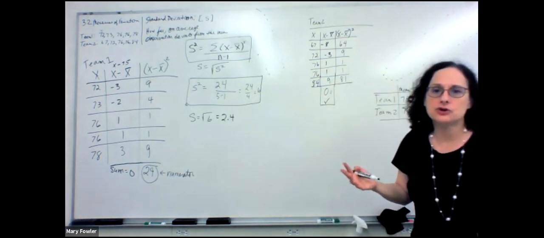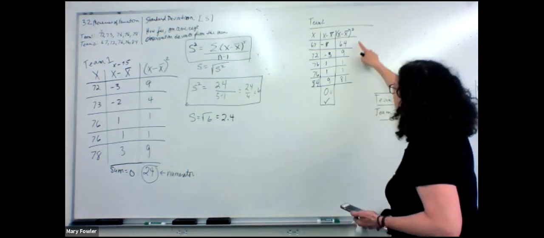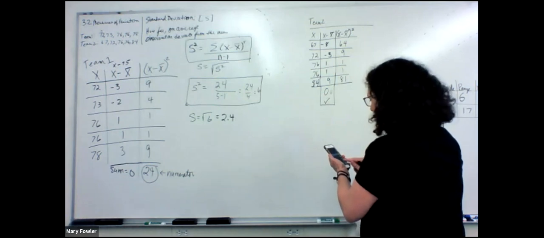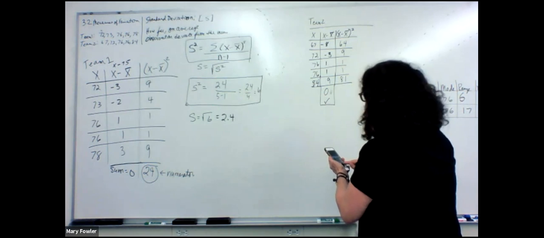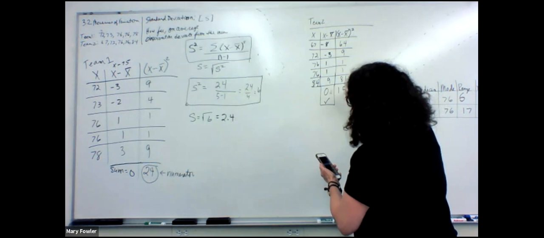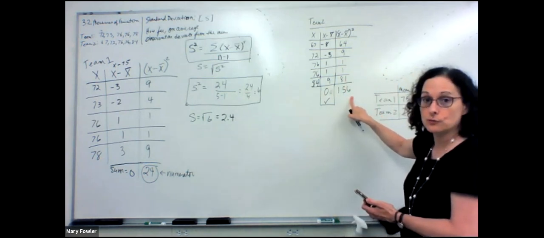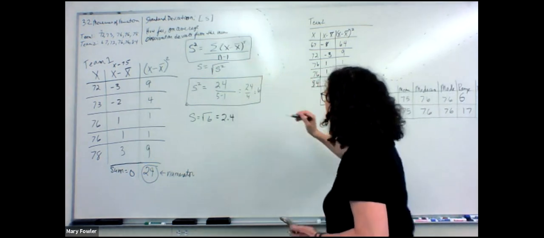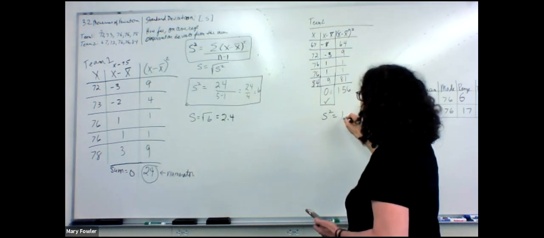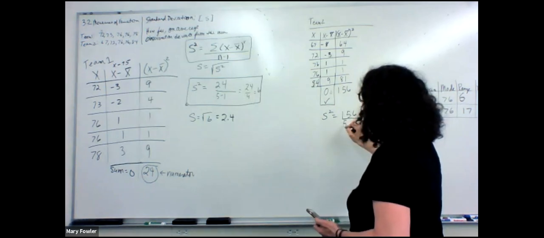It's a nice step to check for accuracy is to check that the deviance sum to 0, and then go ahead and sum up your squared deviance. I'm getting 156. Okay, remembering that that number is my numerator in my standard deviation calculation. We'll go s squared is 156 divided by n minus 1, which is 5 minus 1.